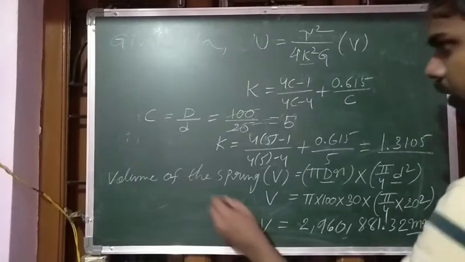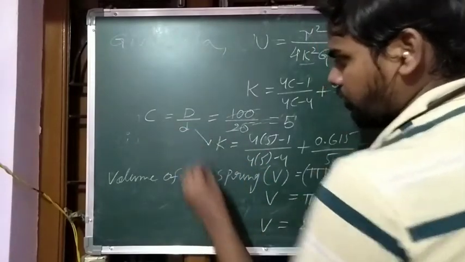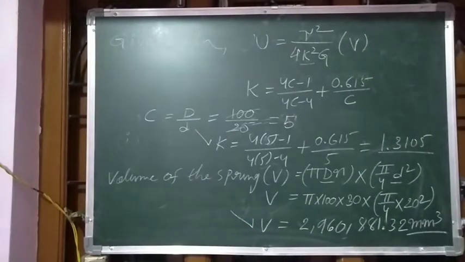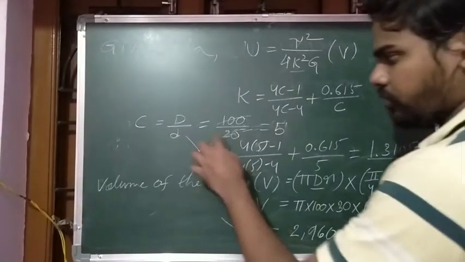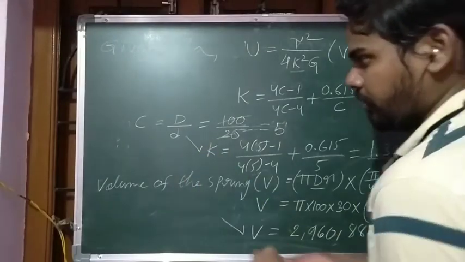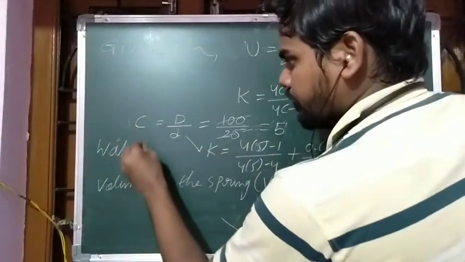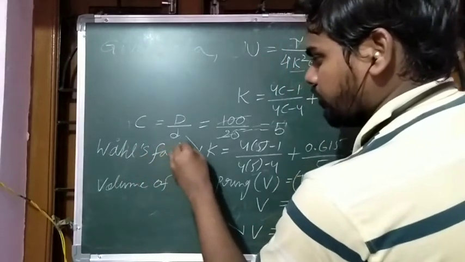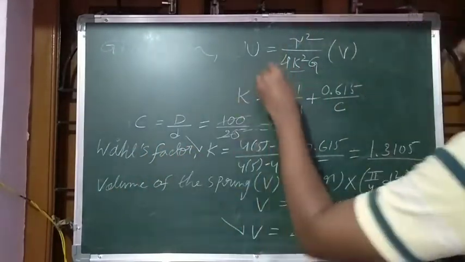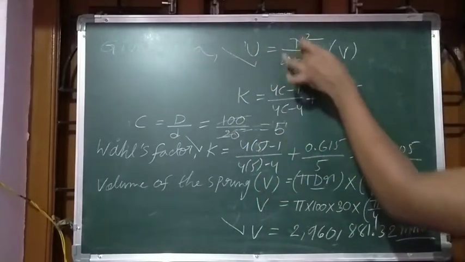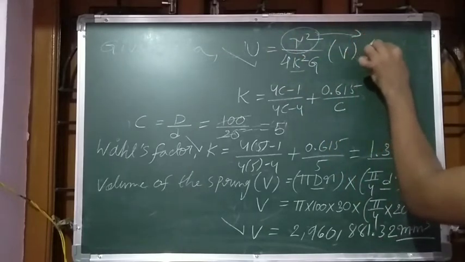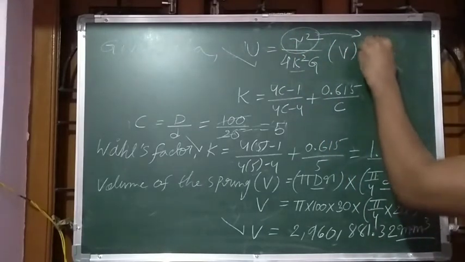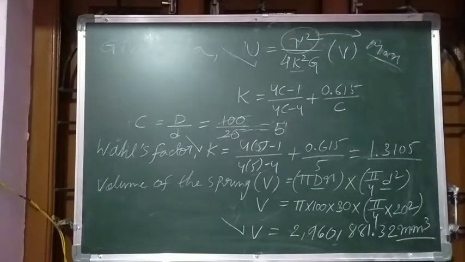Now we have the wall stress factor and volume. Now substitute the values of K and V, that is the wall stress factor and the volume of the spring, in the strain energy equation. U is equal to tau square by 4K square G into V. Then you will get the maximum shear stress.